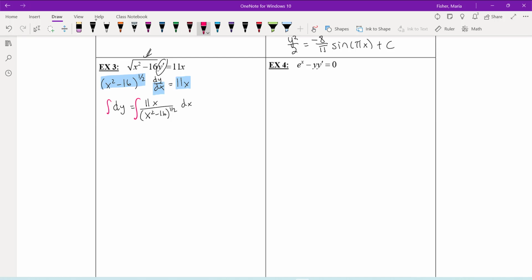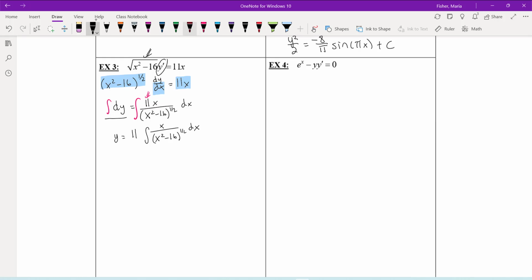The left-hand side's pretty easy. The right-hand side is going to require a u-sub. Notice that 11 is a constant multiplier, so we can pull that out of the integral. Let's go ahead and integrate the left-hand side. The integral of dy is going to be y, and then we'll write this as 11 times the indefinite integral of x over (x squared minus 16) to the 1/2 dx.